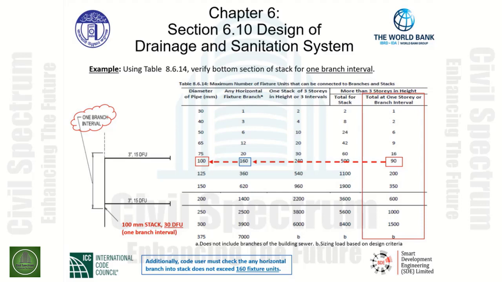Continuing over to the left even further, we can now size the pipe diameter of this stack for one branch interval as a 100 millimeter stack to carry 30 drainage fixture units for one branch interval. And that's how you apply this particular table for our example, one branch interval.